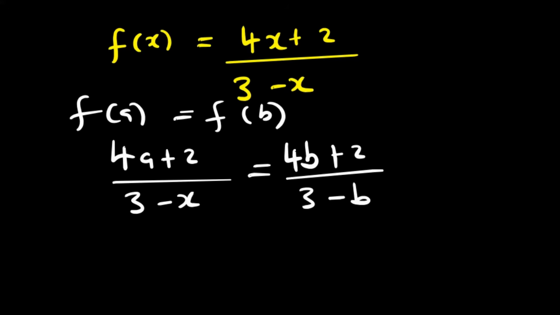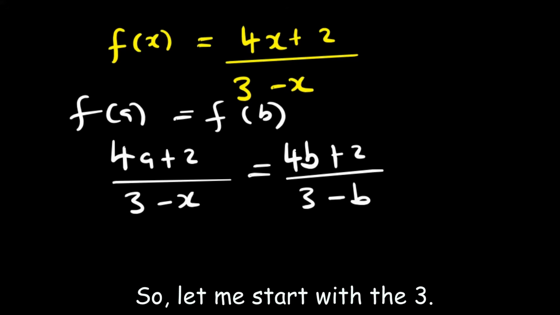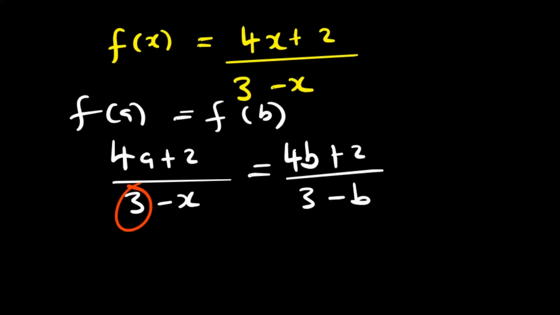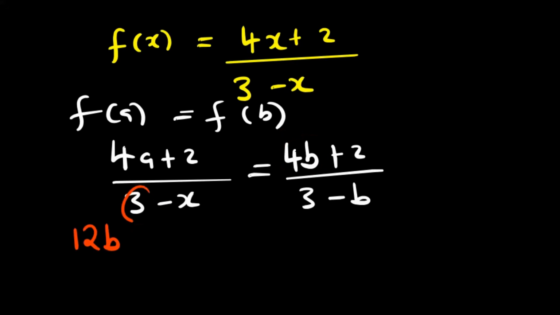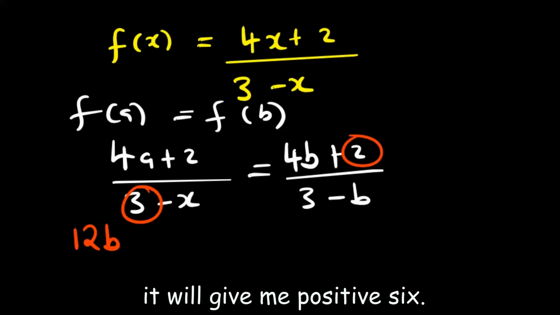For me to solve, I just need to cross multiply. So let me start with the 3. This 3 is going to multiply with what is in the bracket. The 3 multiplied by the 4b will give me 12b. The 3 multiplied by the 2 will give me positive 6.